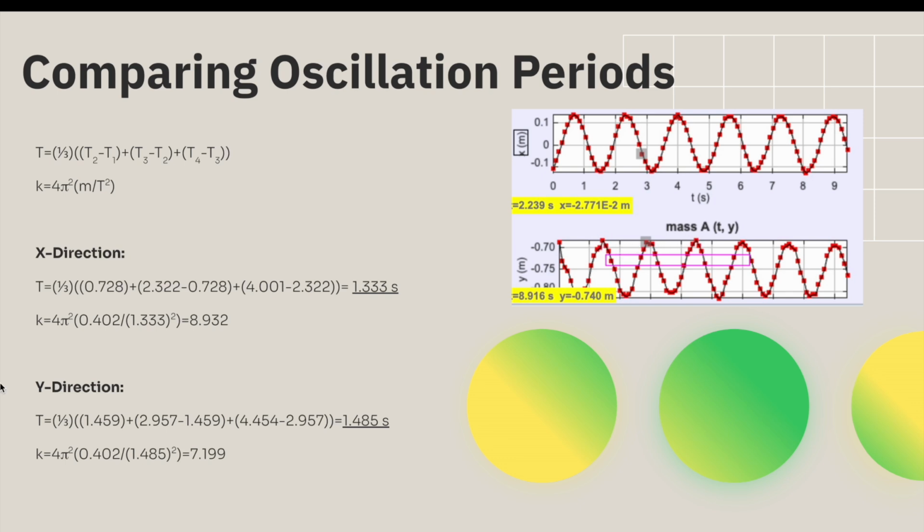And as you can see here, the oscillation periods also affect the spring stiffness, with the spring stiffness in the x direction being a little higher than the spring stiffness in the y direction.